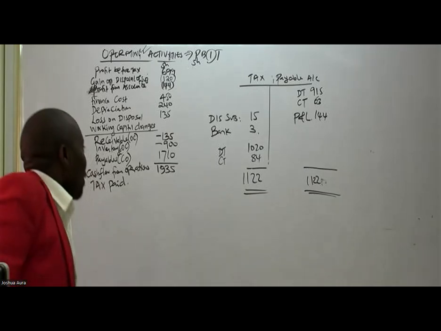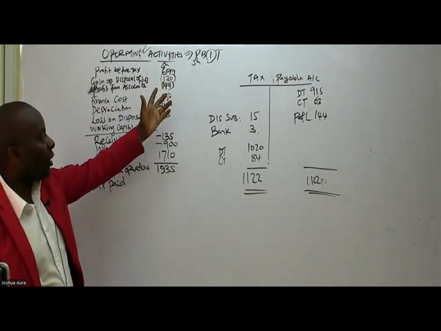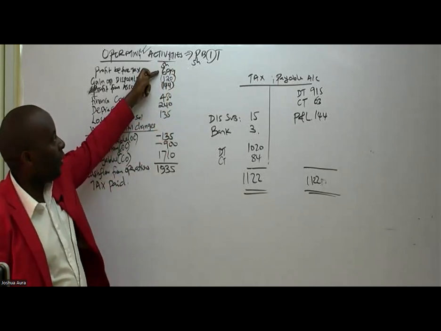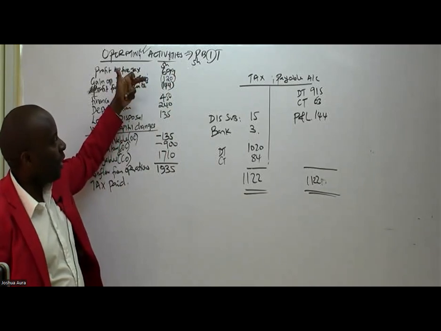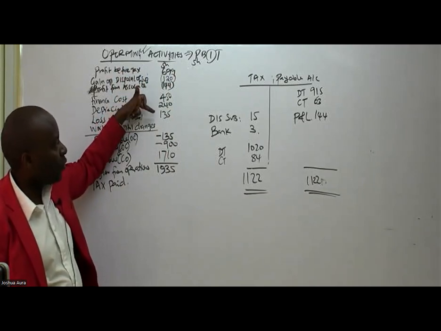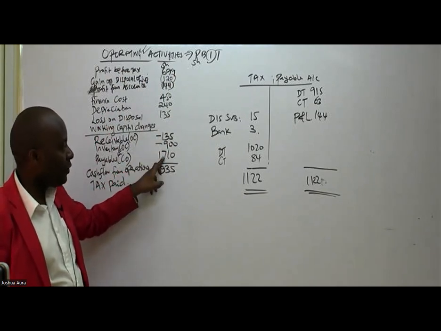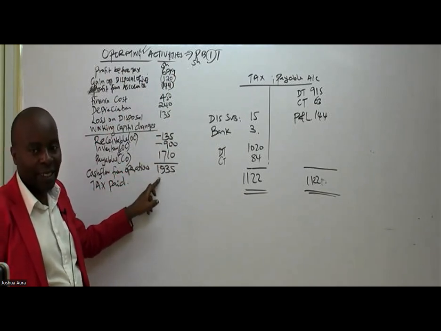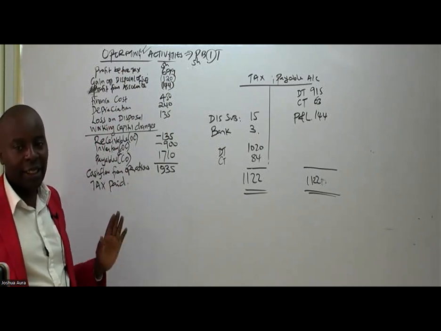This figure is not wrong. You guys check on your mathematics here. I mean, look at the calculator. Use your calculator very well. It is 699 minus 120 minus 144 plus 450 plus 240 plus 135 minus 135 minus 900. We have plus 1710. It will give us 1935. So I hope we are clear there.